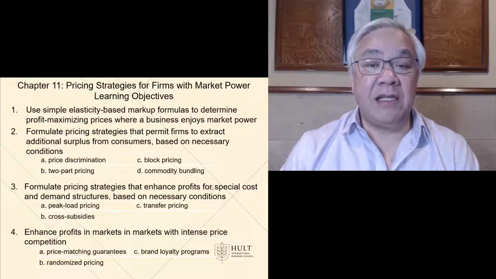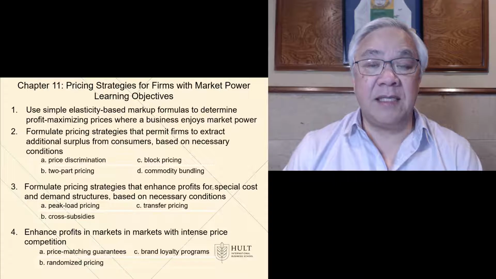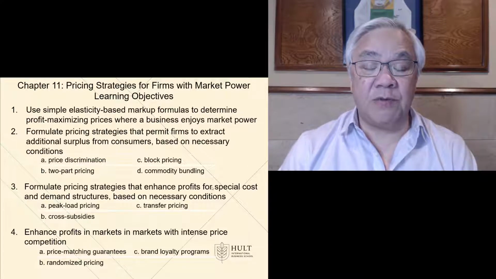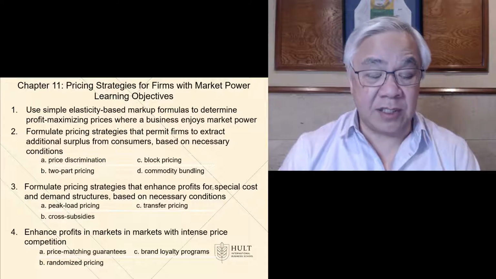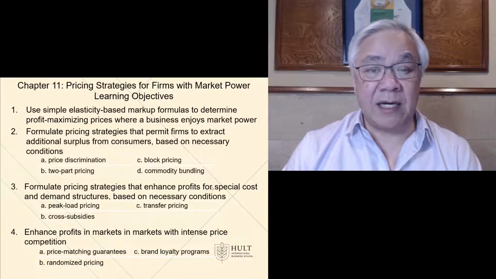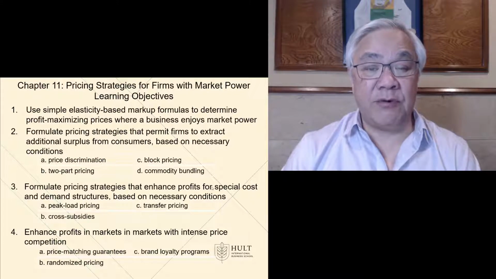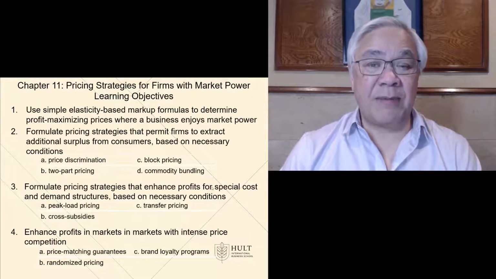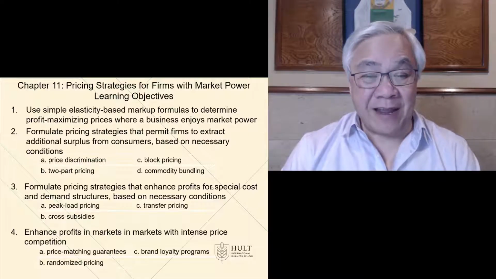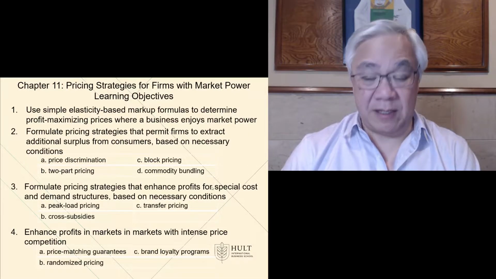And we'll look at peak load pricing, cross subsidies, and transfer pricing. And finally, we'll look at profits in markets where there's intense price competition. The techniques there would be price matching guarantees, randomized pricing, and brand loyalty programs. And this particular chapter is going to resonate with many of you because we as consumers have faced all of these at one point or another.